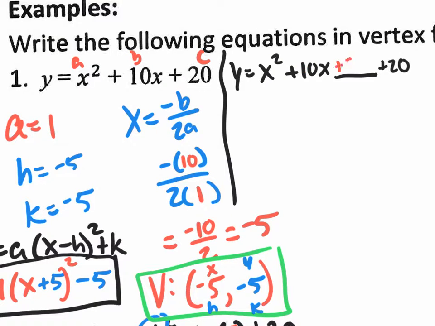So normally, if I add 25 here, I would have an equal sign over here, and then I would add 25 on the other side. But the problem is I have an equal sign with a y right here. So you can't really do that. So right here, you add 25, and then you have to immediately subtract 25.